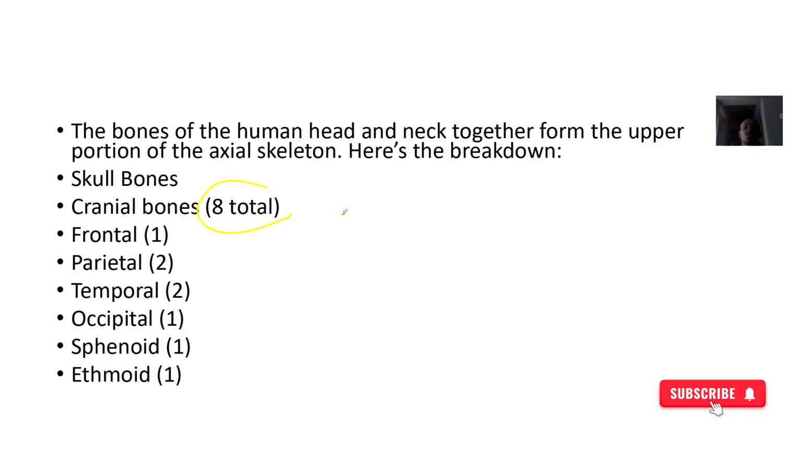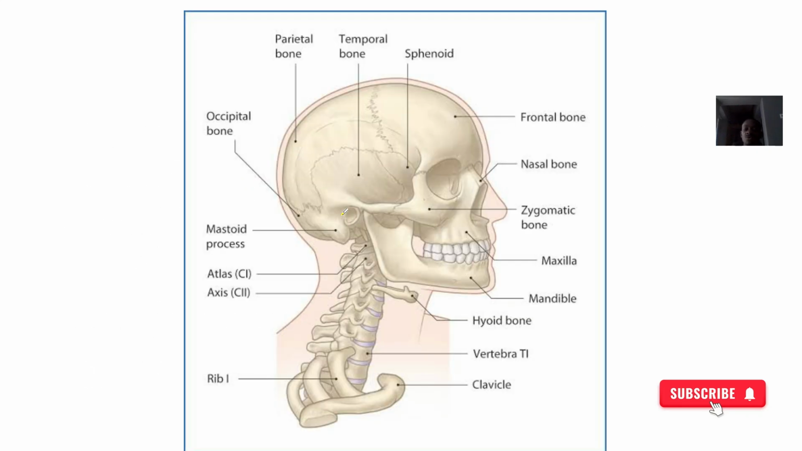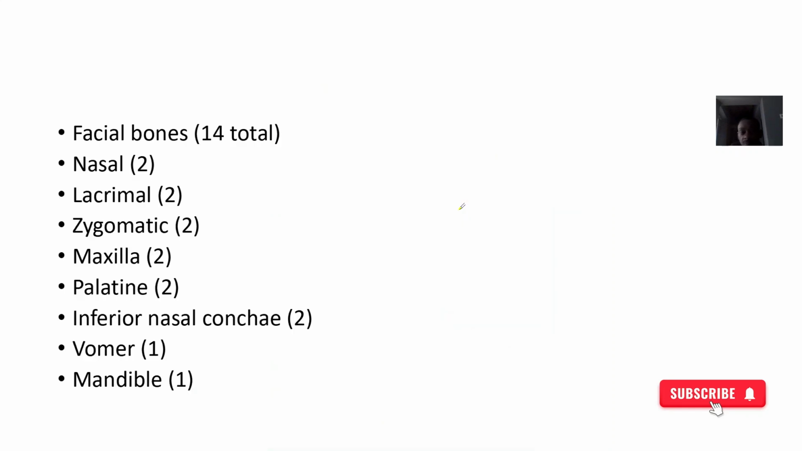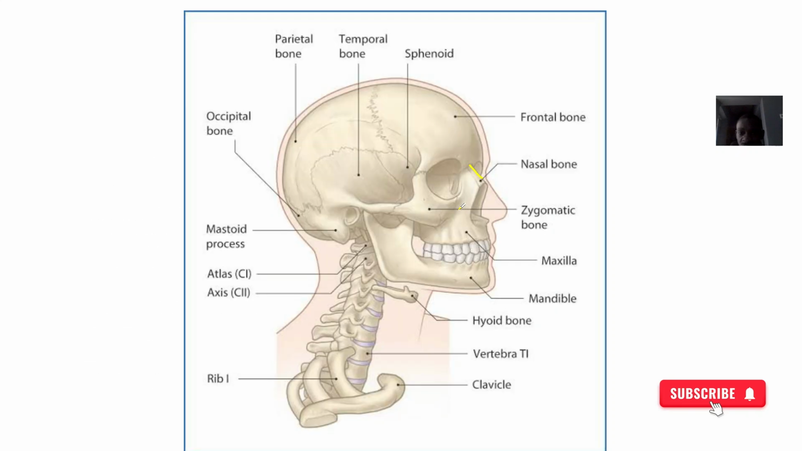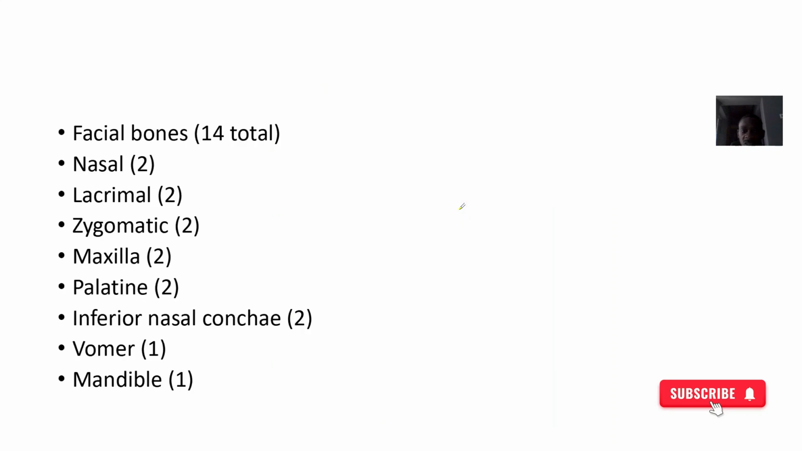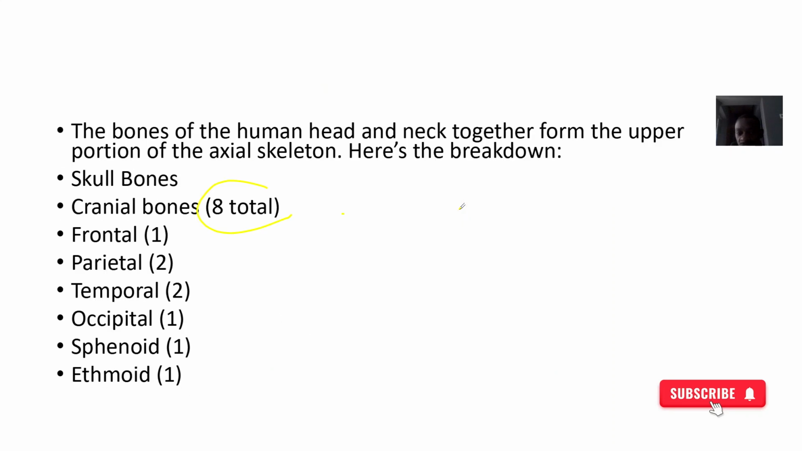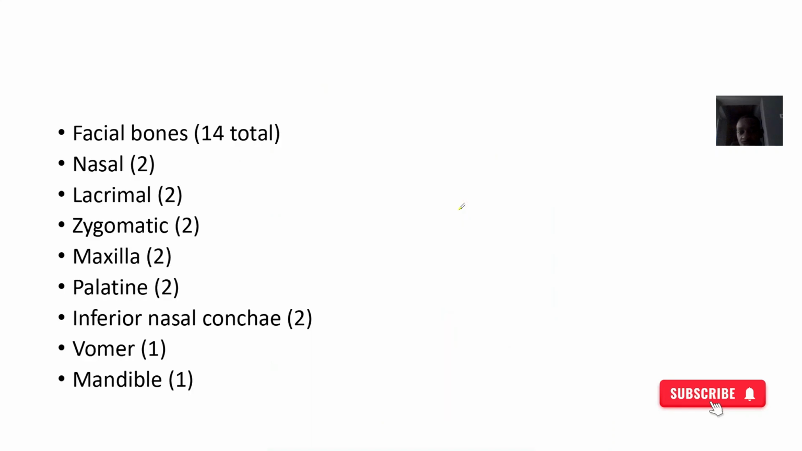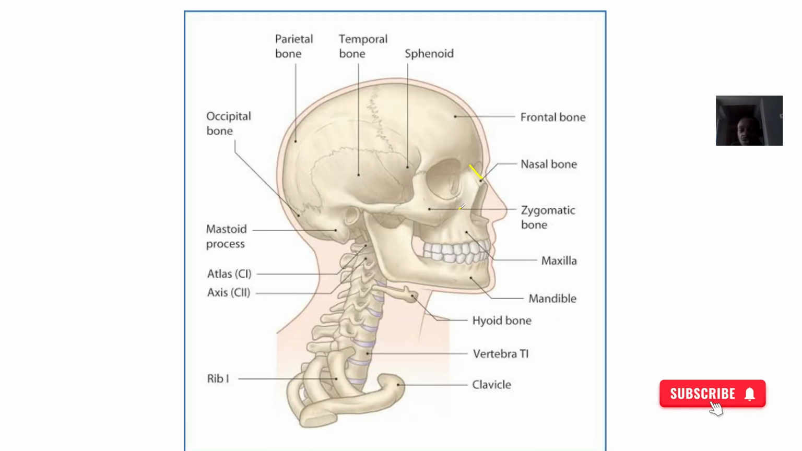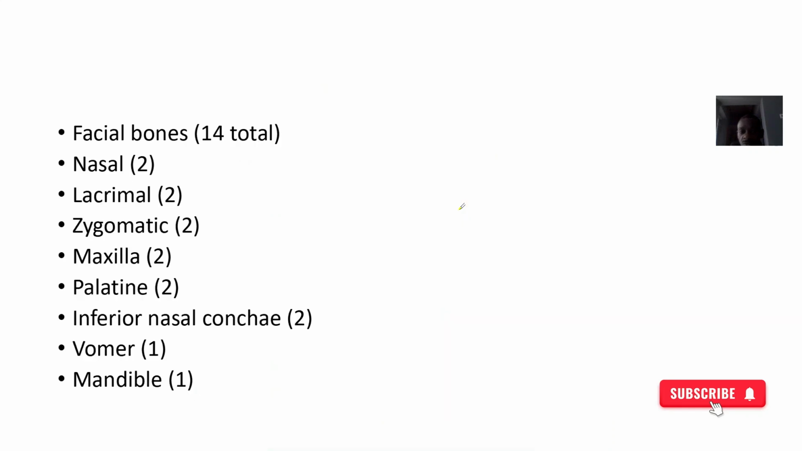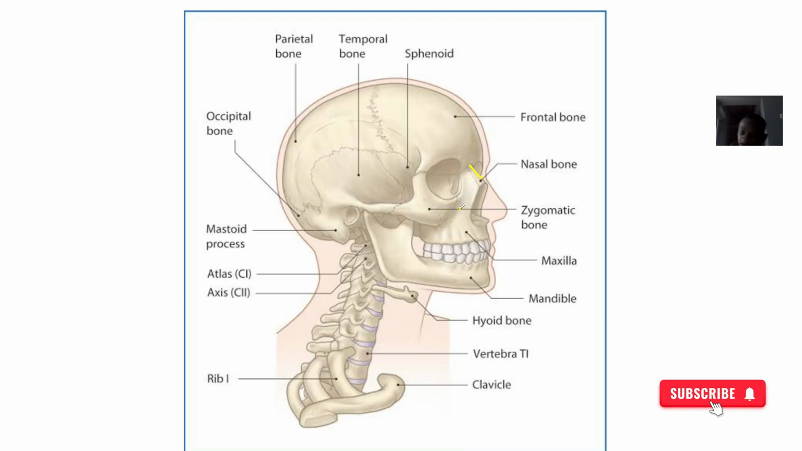So let's go. On the face, if you are talking about the human face, we have the lacrimal bone. We have the nasal bones. These bones up here are separated but fused together, so they are 2. Lacrimal bones are 2, zygomatic bones are 2, maxillary bones are 2, palatine bones are 2, inferior nasal conchae are 2, vomer is 2, mandible is 2.